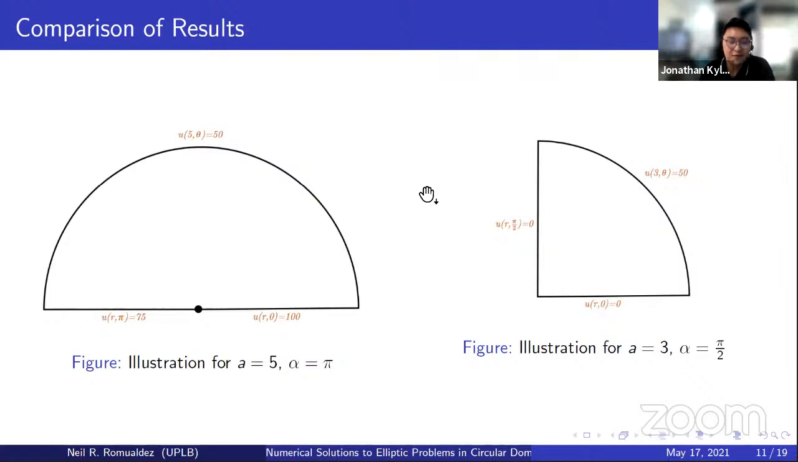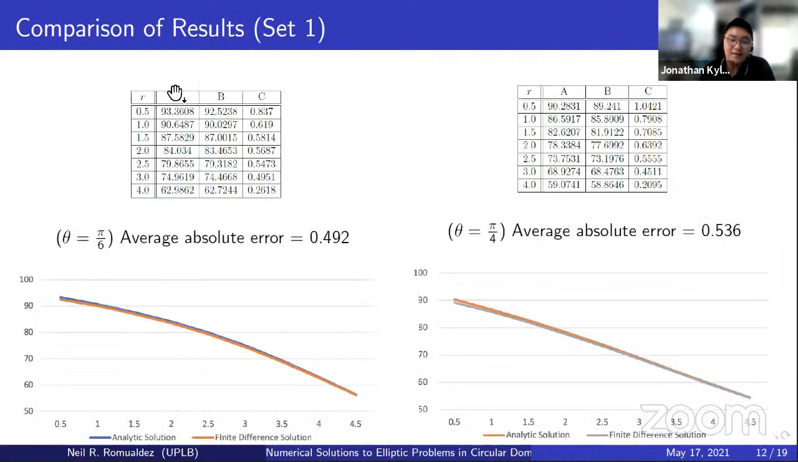So for his first set of results, as you can see, this is his table of values. Column A refers to his analytical solution values. Column B refers to his numerical solution values, and C is his absolute error. In the graph, the y-axis is the temperature, while the x-axis is the radius. So for the first graph, at the angle of pi over 6, his average absolute error becomes 0.492. And for the angle of pi over 4, his average absolute error is 0.536.